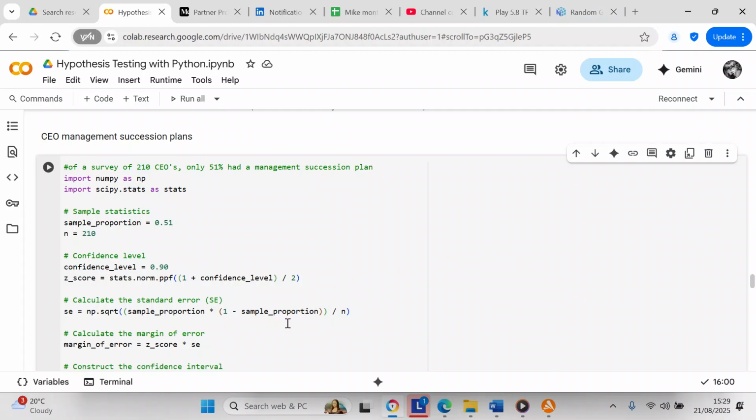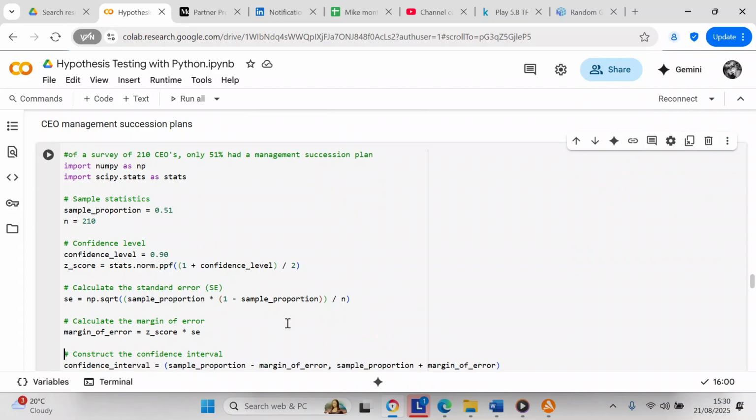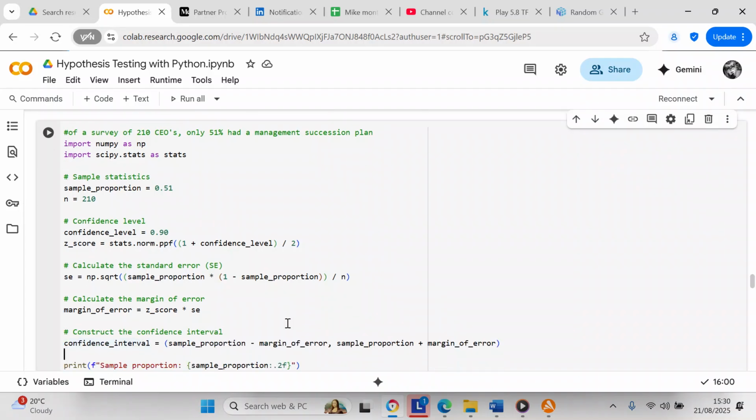And then we're going to calculate the margin of error. So margin of error equals your z-score times your standard error. And now we're going to calculate the confidence interval. Confidence interval equals sample proportion minus margin of error, comma, sample proportion plus margin of error.